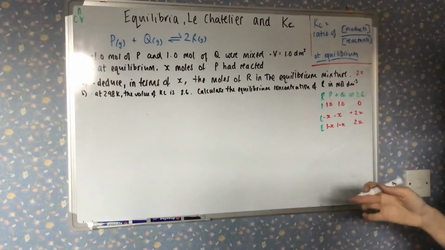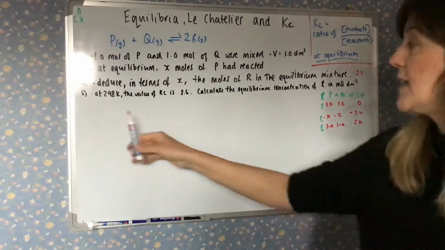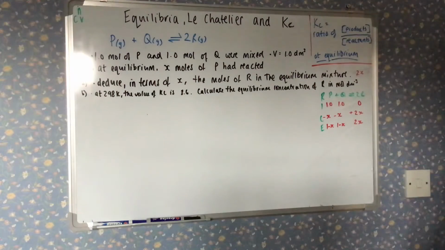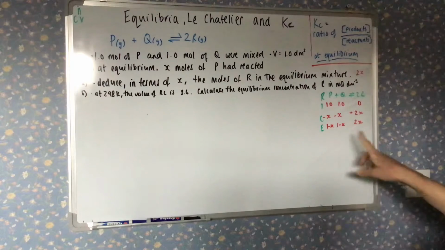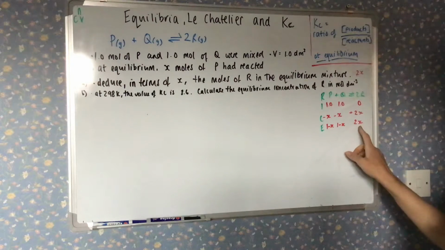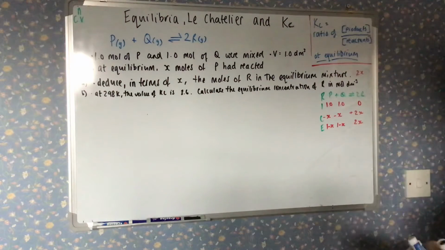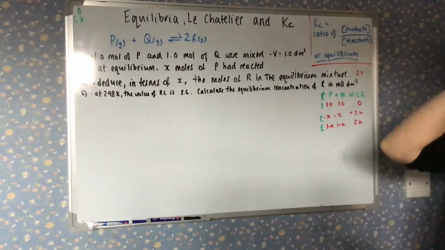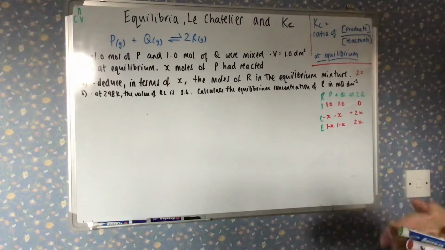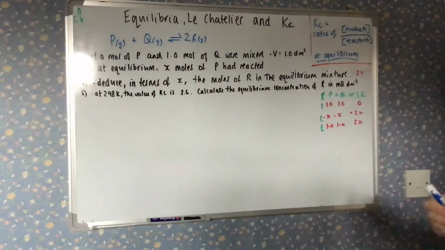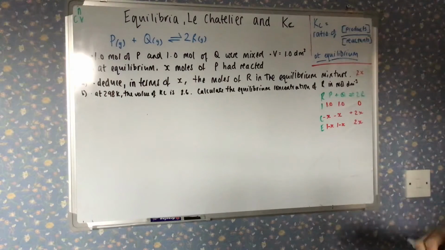So the second one's a bit more confusing, well not confusing but complicated. At 298K, the value of Kc is 3.6. Calculate the equilibrium concentration of R in moles per decimeters cubed. So we want the equilibrium concentration here in moles per decimeters cubed. We want 2x, but in moles per decimeters cubed. So it involves just the same as we did in the last example. Lots of rearranging formula.